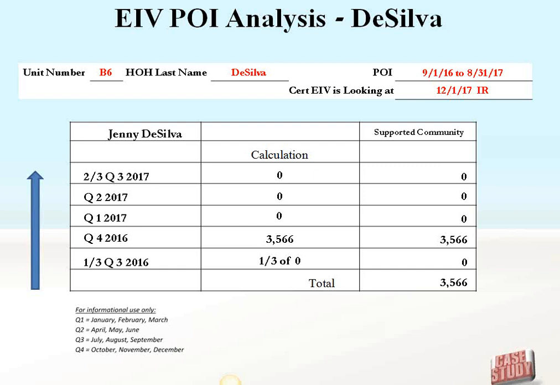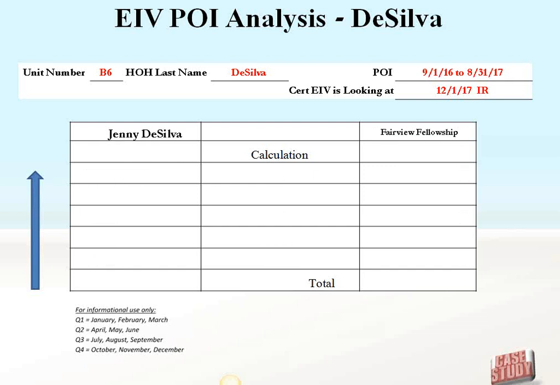Everybody still with us on this second chart? Okay. Third chart on the next page over. Let's take our next income source of Fairway Fellowship. Do the exact same thing.